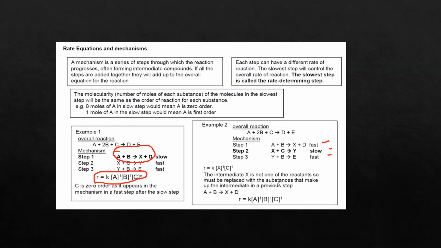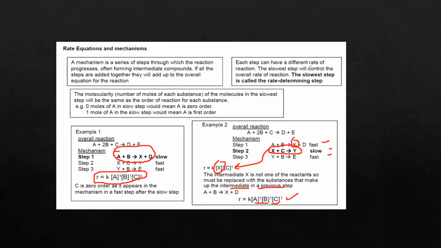What is the order of this reaction? The rate determining step is the slow one, the second step. So with respect to the slow step, if I write the rate equation, rate equals k times the concentration of X and the concentration of C. And what is X? X is formed by the mixing of A and B. So that's why A, B, and C will be there. X is an intermediate, not one of the reactants, so it must be replaced by the substances that make up the intermediate in the previous step.